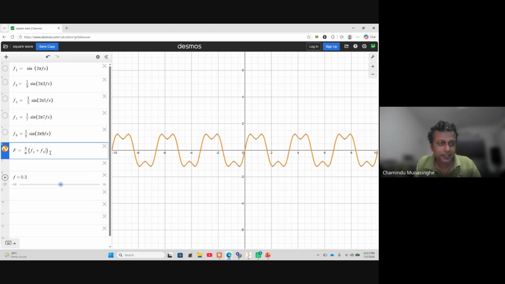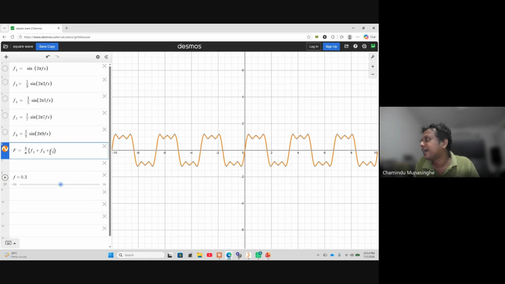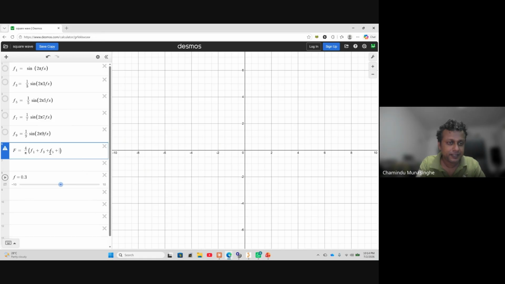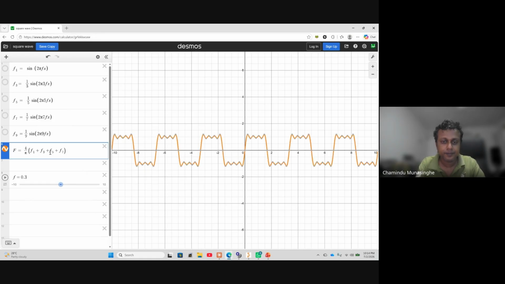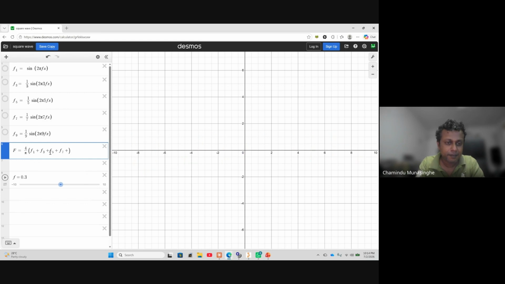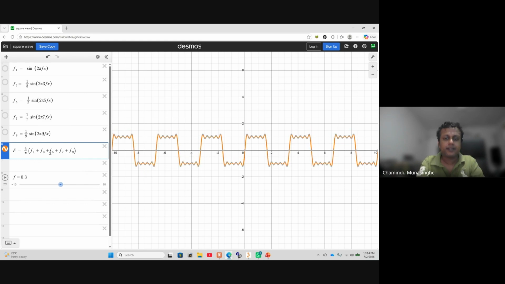And let's add the fifth harmonic as well. Let's add f5 to this. Okay. Things are getting better. Yeah. And then let me add the seventh harmonic. And let me add the ninth harmonic. Okay, now we are almost there, right? So it can be shown by using a Fourier transform that adding an infinite number of odd harmonics to the fundamental gives you a square wave, right?